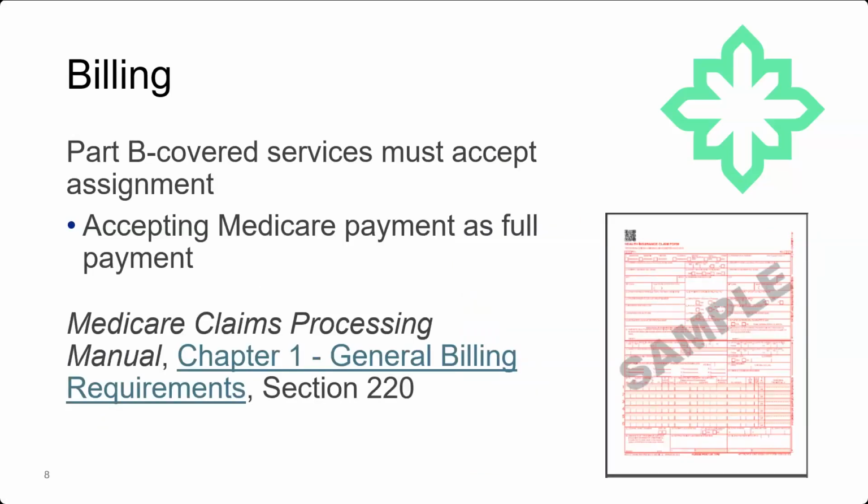Billing. So first, you must bill for Part B covered services and you must accept assignment. This means that if you bill on a 1500 claim form or an 837P electronic transaction, you have to accept assignment. The reason that we don't include the UB04 or the 837I is that they always accept assignment. It's part of their participation agreement with Medicare. So it's not an option for them to say accept not on this claim.